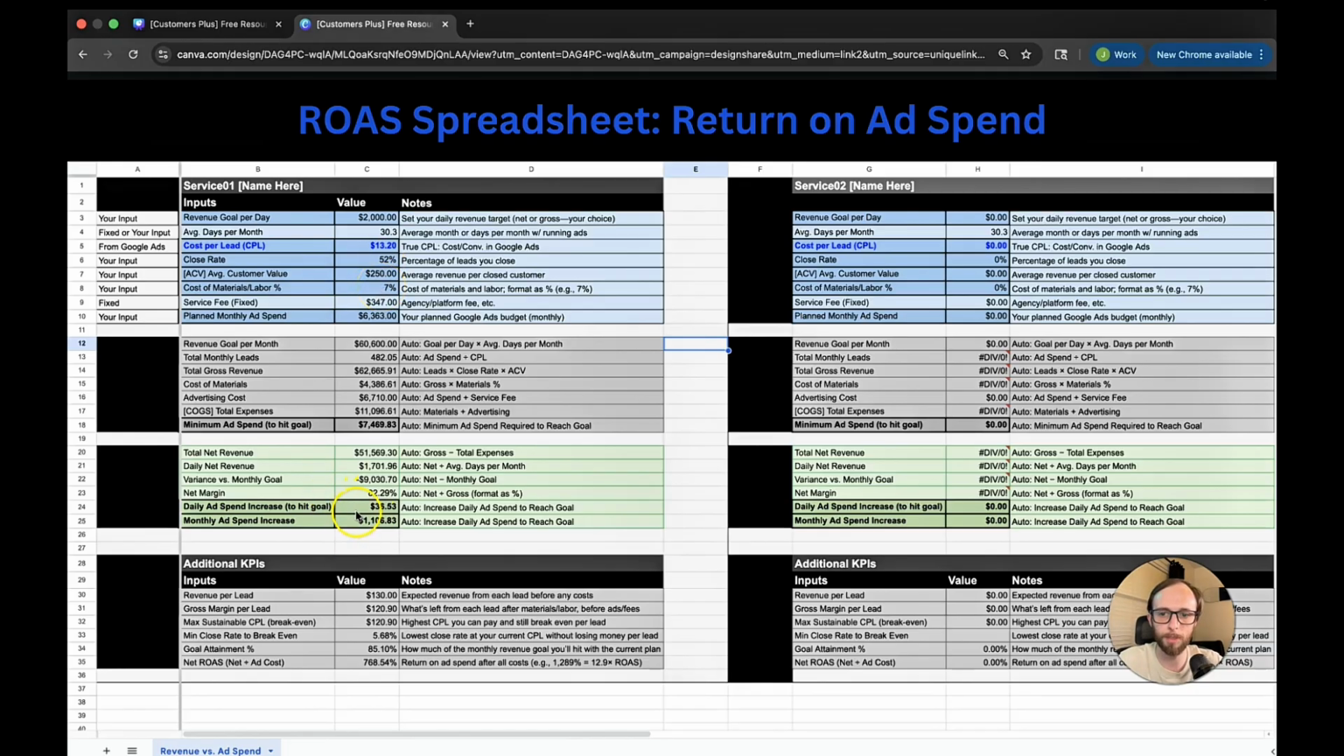But that's it. You'll instantly see how far you are from reaching your daily goal, if at all. You can also see extremely valuable KPIs like revenue per lead, the minimum close rate to break even, and the all-important return on ad spend with expenses included. Now let's dive into a few more examples.